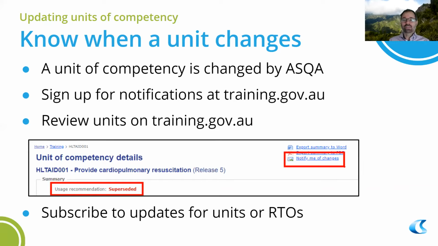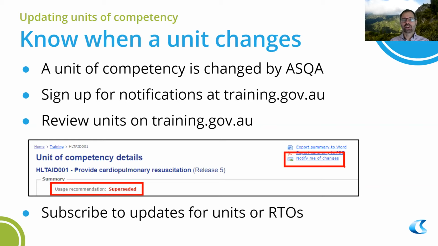So you can go on to Training.gov.au, and you should have a login for Training.gov.au. If not, just sign up. You can easily sign up for one. And you can ask to be notified of changes. You can go to specific units, or you can even be notified of changes for all of the units within the scope of your organization. If you go to your organization page, you can actually be notified of changes to other organizations as well.